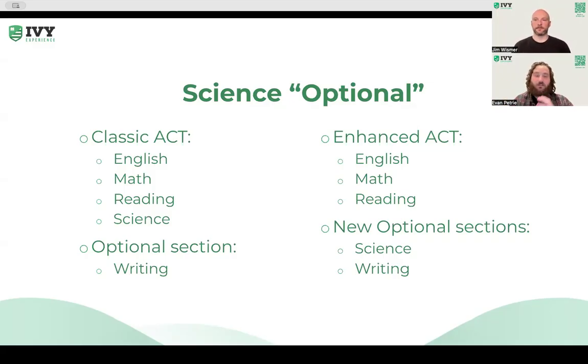between schools. So here, what I've got is essentially just a comparison diagram between the legacy version of the ACT and what we'll call the enhanced version of the ACT. In the legacy version, you've got English, math, reading, and science, which are all the mandatory sections, and then the optional writing section, which is the essay portion. Now you've just got English, math, and reading, which are the mandatory portions, and both science and writing are optional.